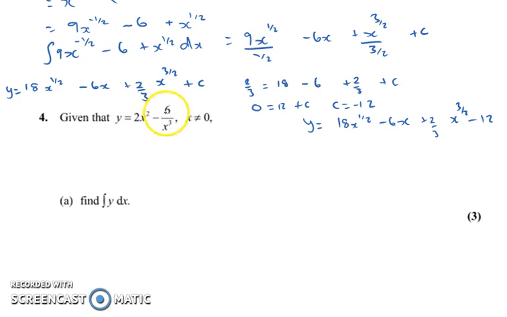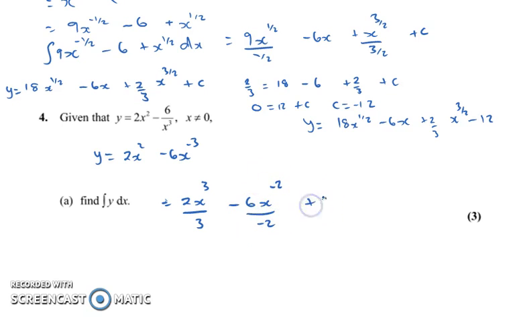Given that y equals 2x squared minus 6 over x cubed, which is y equals 2x squared minus 6x to the minus 3, we need to integrate that with respect to x. So we get 2x, add 1 to the power, divide by that power, minus 6x, add 1 to the power, divide by that power, plus c, which is 2/3 x cubed, plus 3x to the minus 2, add c.